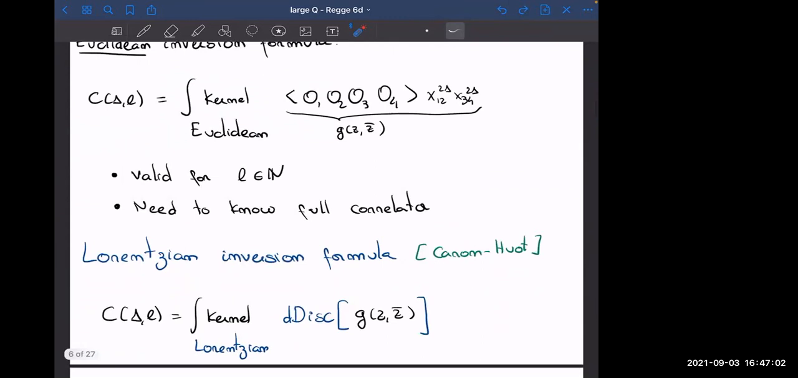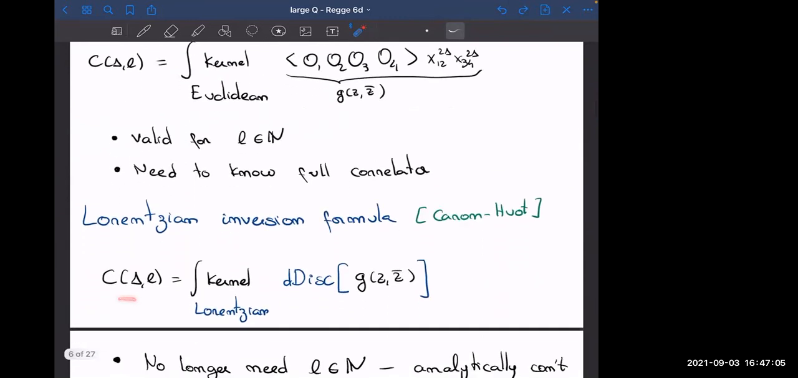to end up in a Lorentzian inversion formula, where you now integrate in a Lorentzian domain against some modified kernel. And instead of the correlator, you only need to know the double discontinuity of this correlator, that I will define in a second.